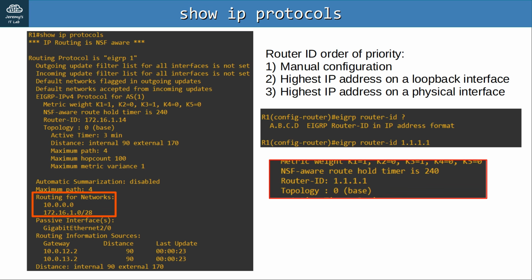Routing for networks 10.0.0.0 and 172.16.1.0/28. These are the two network commands we entered earlier. G20 is configured as a passive interface. There are two neighbors, R2 and R3, and EIGRP has two separate AD values, 90 for internal routes and 170 for external. Remember both those numbers. Internal routes are normal EIGRP routes, but external routes are routes from outside EIGRP, which are then inserted into EIGRP. But that's a more advanced topic for the CCNP level.